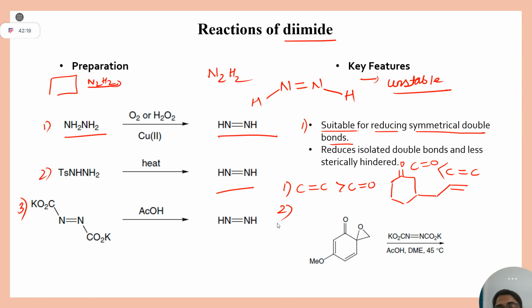If you keep the second point in your mind, can anyone tell me the product of this? On the arrow, it is nothing but preparation of in situ diamide. Now can you explain to me what will be the product? Take 30 seconds and do it.